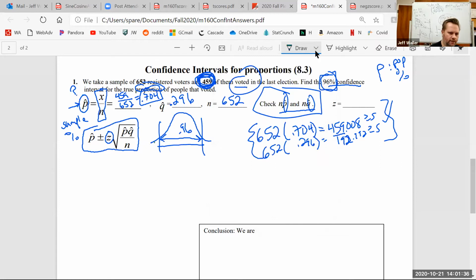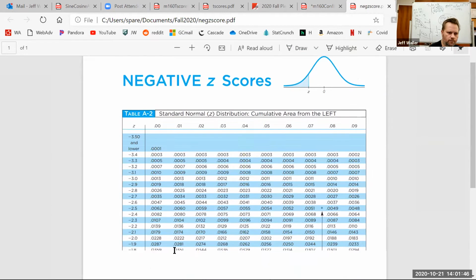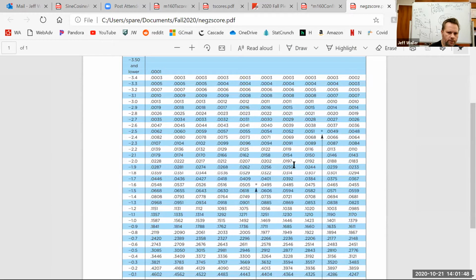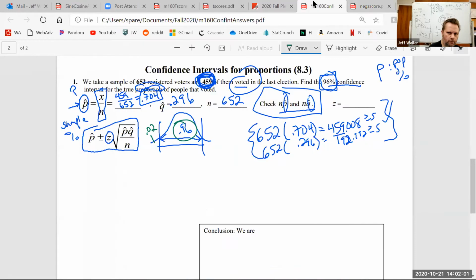Yeah, so this area here is 0.02 because there's 4% total outside because there's 96% inside. That just makes sense. So if you look up 0.02 in the body here, the closest I can get is 0.0202, which is a z-score of negative 2.05.